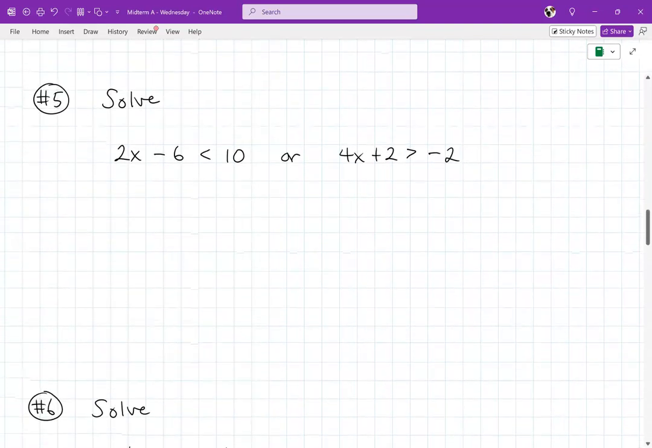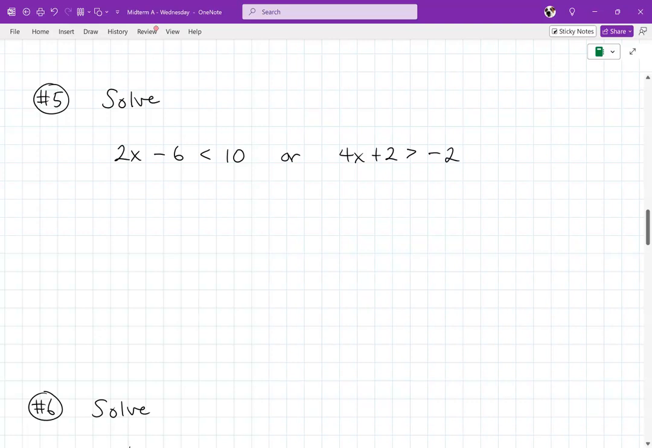All right. Now for these right here, it says solve these. Okay.